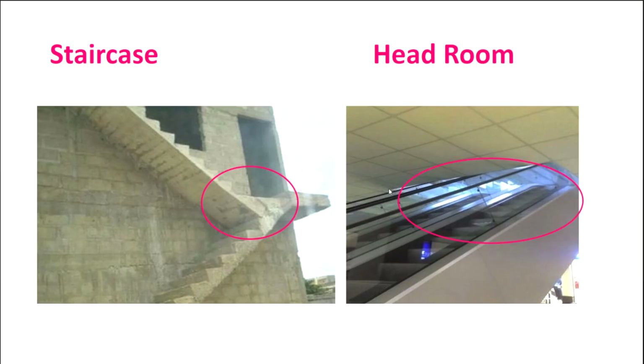Now on the right side, here we have an escalator, but you can understand the headroom provided here is not appropriate. So a person standing here cannot pass through. There is grossly misplanning with respect to the minimum height which is required to be provided for a room, or the headroom which is supposed to be provided either for a staircase or an escalator.